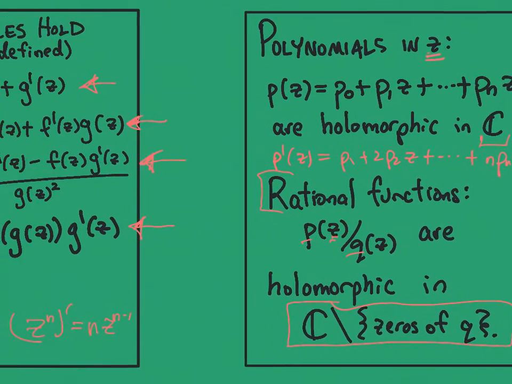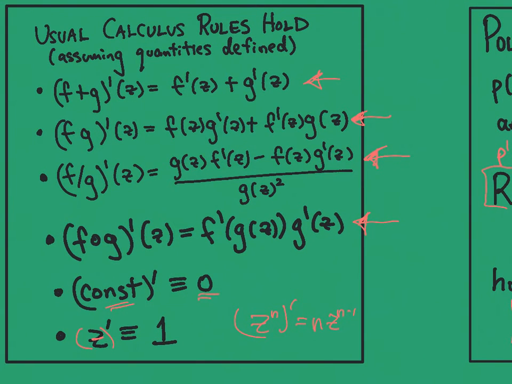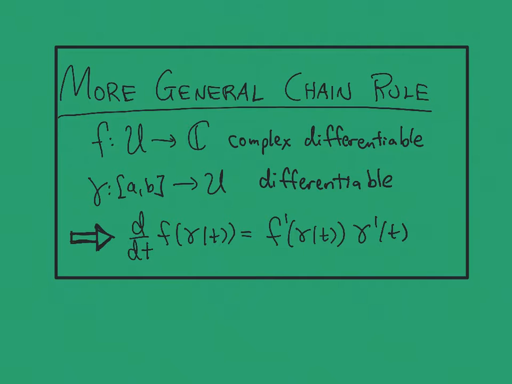Okay, and the next thing worth talking about is a more general chain rule than what we have here. Here, I'm composing two holomorphic functions, or two functions with complex derivatives, and you get this type of chain rule. But what we'll talk about on the next slide is that you can have f with a complex derivative and g just with a traditional calculus derivative, and the same type of formula holds. So here is what we'll call a more general chain rule.